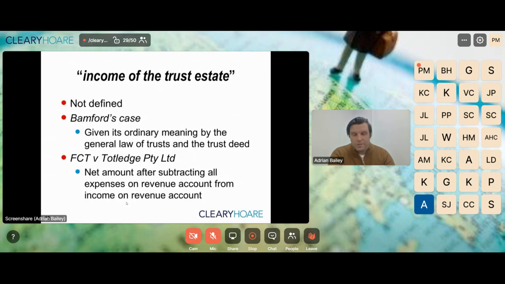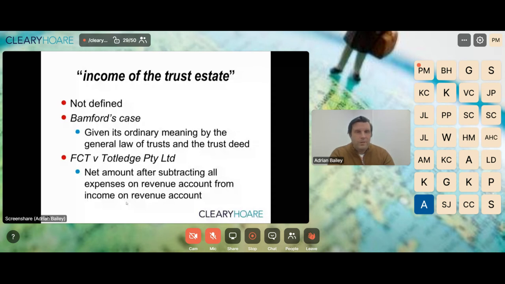In Bamford's case, which is the most recent case, although it's a few years ago now, in terms of analysis of Section 97 and this concept, it says that it's given the ordinary meaning by the general law of trusts and the trust deed. So what that's saying is that, in effect, our income of the trust estate is what our trust deed says the income is. If our trust deed says income is income in accordance with Section 95 of the Income Tax Act, then that's what our income of the trust estate is. If our trust deed has a different definition of what income is, then that's income of the trust estate.